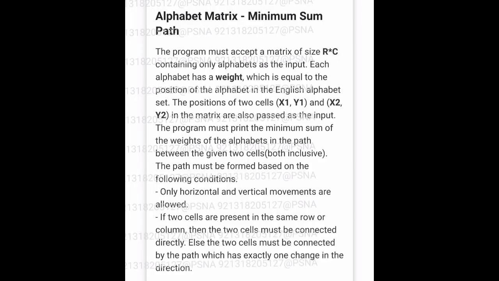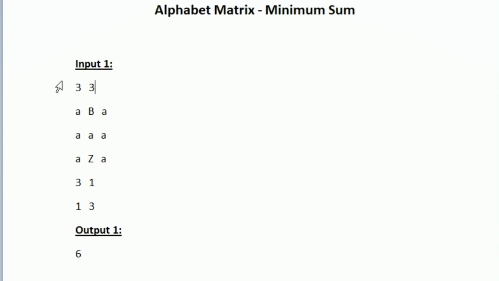This is the question asked in today's SkillRack daily challenge. In the first line of our input, we are given the values of R and C. Here R is equal to 3 and C is also equal to 3. So we have to accept a 3 cross 3 character matrix as input. After that we are given 2 points. Here the first point is 3 1 and the second point is 1 3.